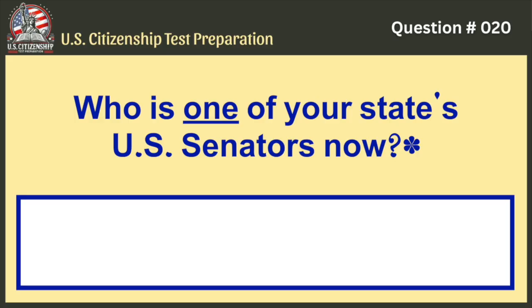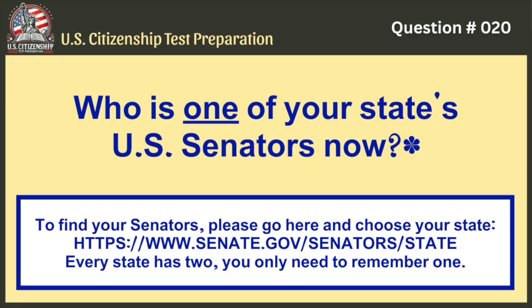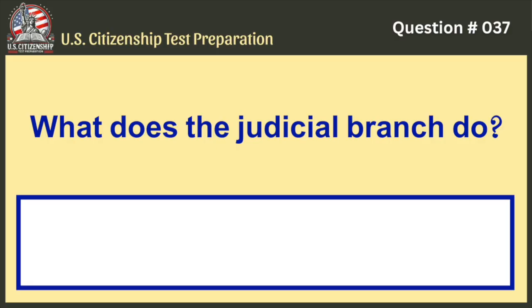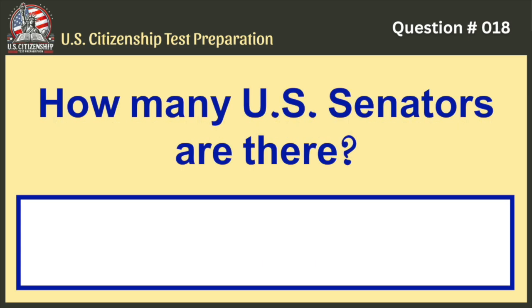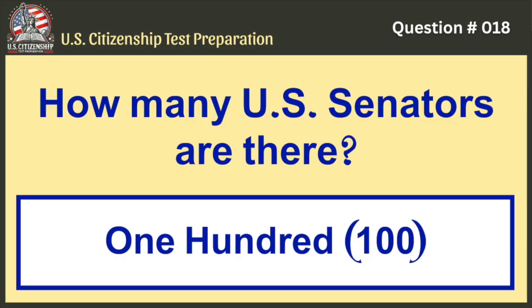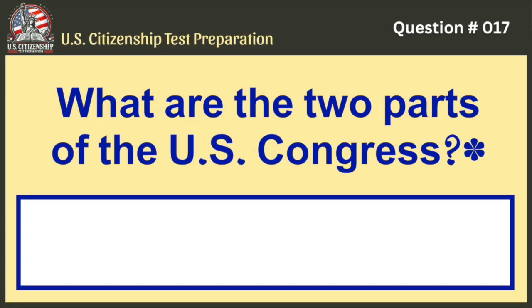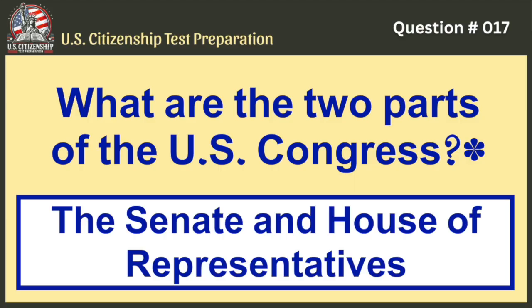Who is one of your state's U.S. senators now? What does the judicial branch do? Reviews laws. How many U.S. senators are there? 100. What are the two parts of the U.S. Congress? The Senate and House of Representatives.